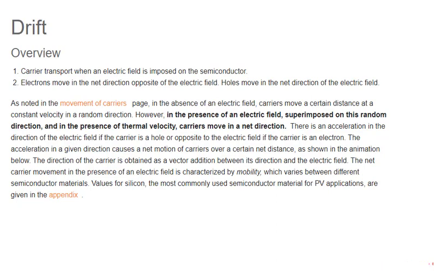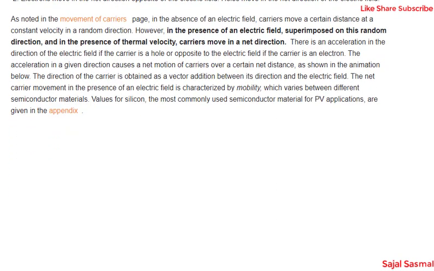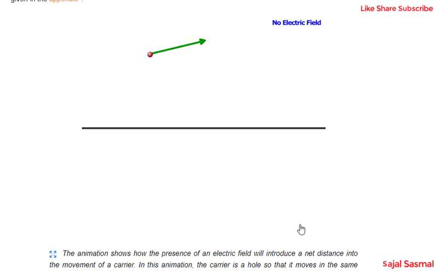Let's start. Drift carrier transport. When an electric field is imposed on the semiconductor, electrons move in the net direction opposite of the electric field. Holes move in the net direction of the electric field. In the absence of an electric field, carriers move a certain distance at a constant velocity in a random direction. However, in the presence of an electric field, superimposed on this random direction and thermal velocity, carriers move in a net direction.